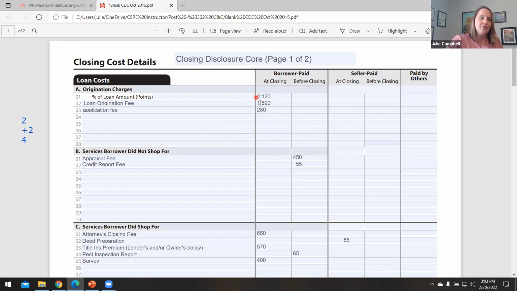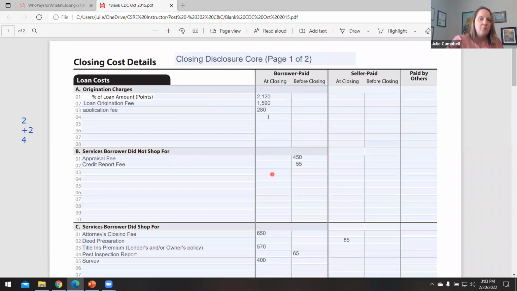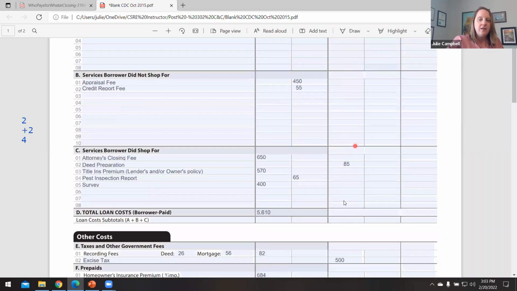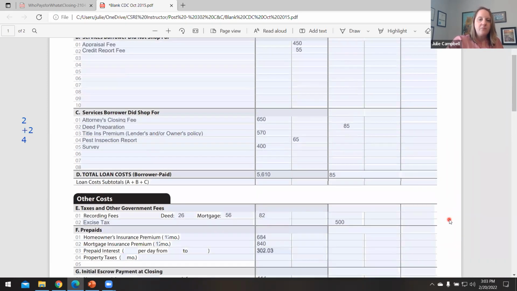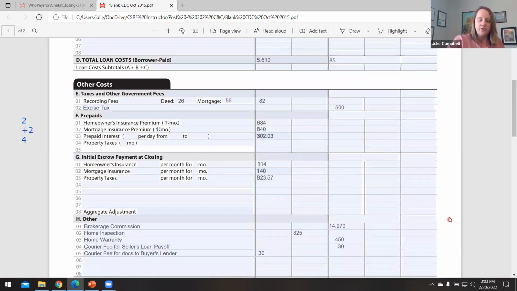What I can do is add, right? I can whip out my calculator and straight line add and make sure A plus B plus C equals the $5,610. Buyer paid before closing, I don't care about that column for your test. Seller paid at closing, we have our $85 for our deed preparation fee. And then we have our buyer paid at closing, E, F, G, and H.